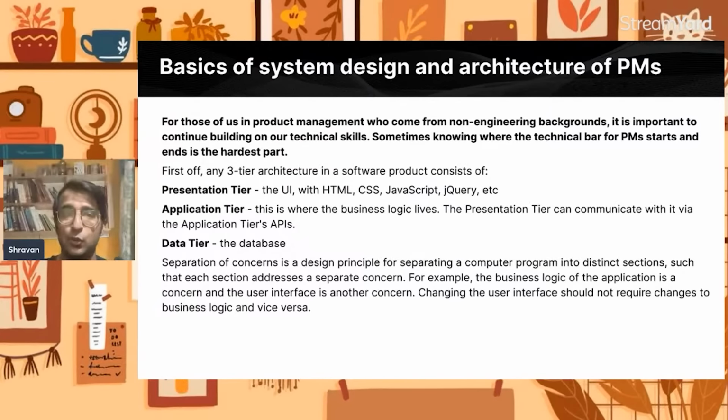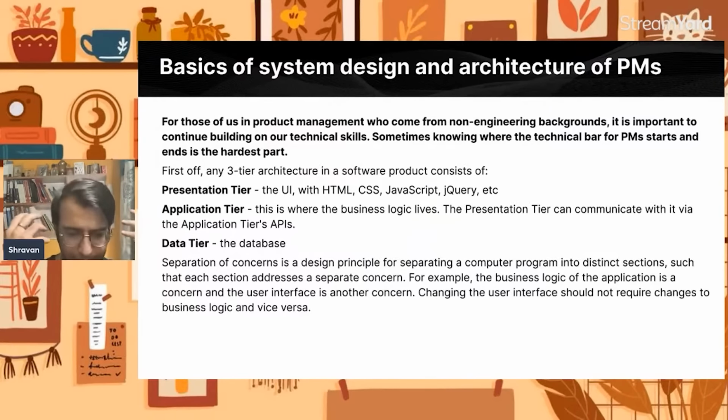Second is called the application layer. The application layer is the backend where the business logic resides. The presentation layer can communicate to the application layer via APIs, and we'll talk about what an API is. And the third layer is the data layer, where all the information of a particular app, whatever information you capture, gets stored in the database.